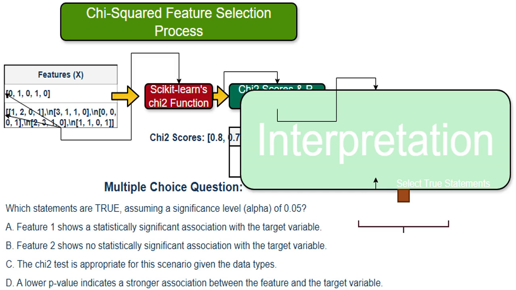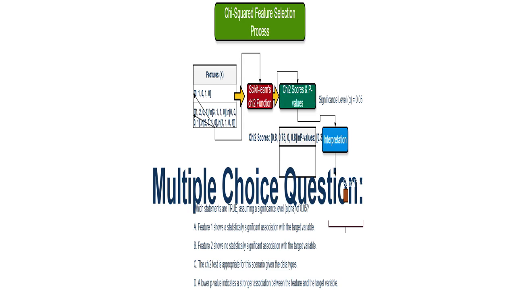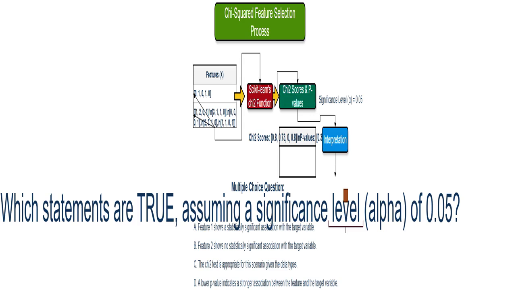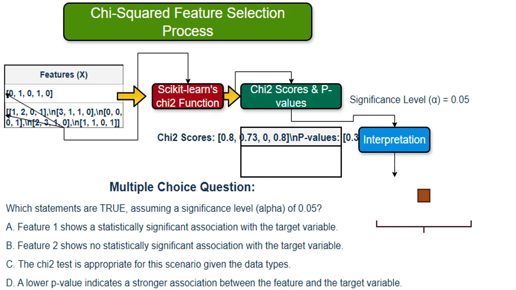I will decide which of the provided statements are true or false based on the chi2 scores and p-values, using the significance level to interpret them. It's a multiple-choice question to test my understanding of the chi2 test and its results. It is the question about interpretation of the results. This is what I need to do, based on the interpretation of the results.